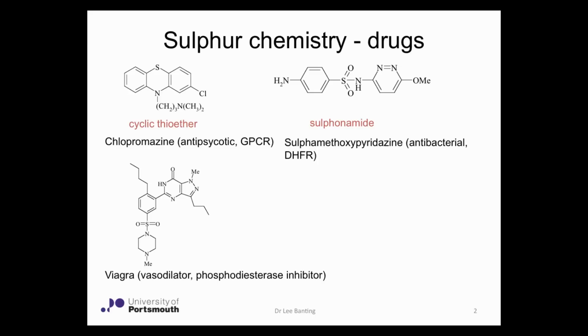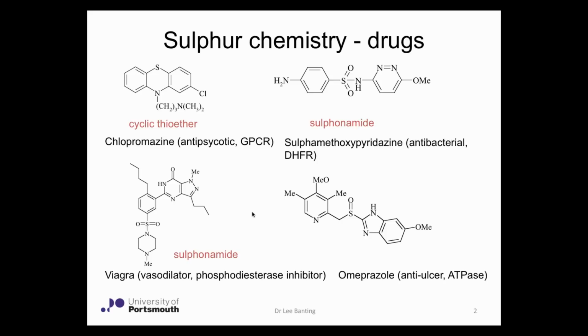This is Viagra. Viagra is a vasodilator. It's a phosphodiesterase inhibitor, and Viagra, a drug that was found by serendipity, a very chance occurrence of a clinical observation, led to a major selling drug. This compound is a sulfonamide, and we have the sulfonamide again. The sulfonamide functionality is here.